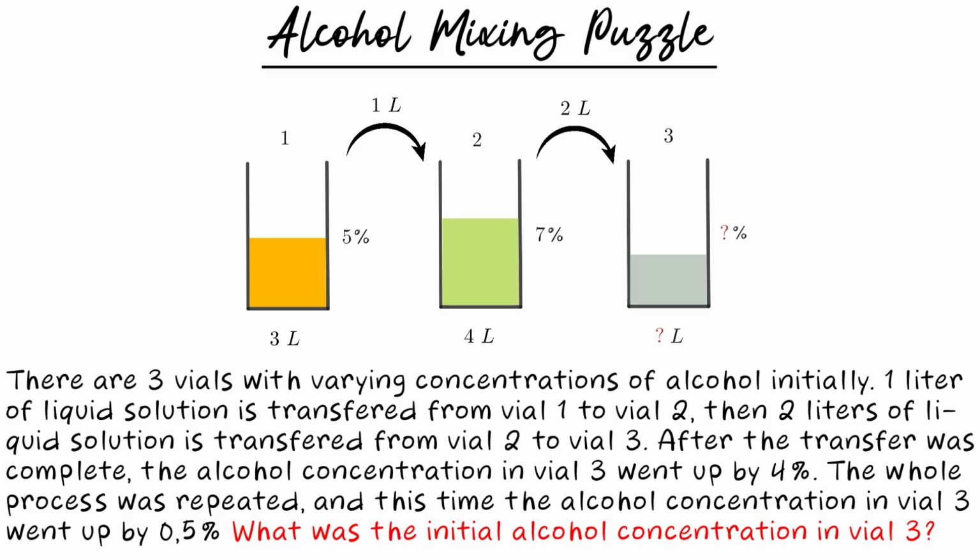Okay, so the problem states that we pour 1 liter of the alcohol solution from vial 1 to vial 2, then from vial 2 to vial 3. And we repeat this process, and it's asking us to find the initial alcohol concentration of vial 3. So before proceeding any further, let's first give some definitions. We'll call X the amount of pure alcohol that vial 3 had initially in milliliters, and L is the total volume of a liquid solution that vial 3 had initially, also in milliliters. Okay, so now let's start from the beginning.